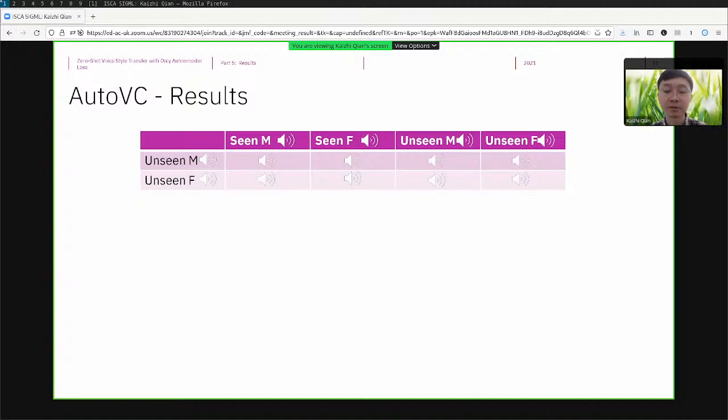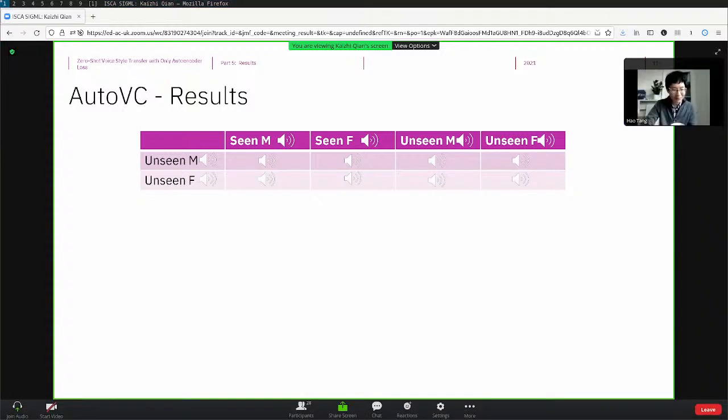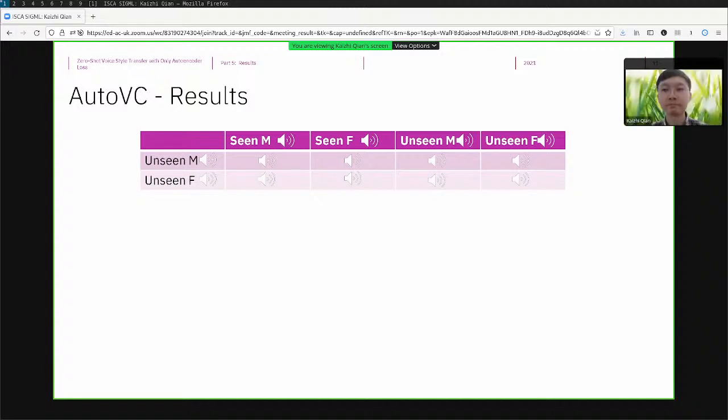Can you hear the sound? Nope. When you share screen, did you remember to click to share your audio? Yeah, I think I forgot to share the audio. Let me see if I can. Okay.